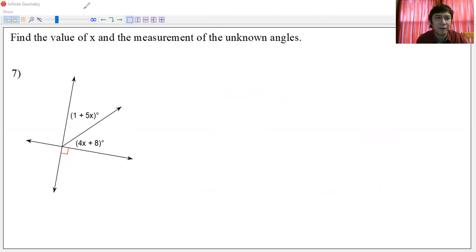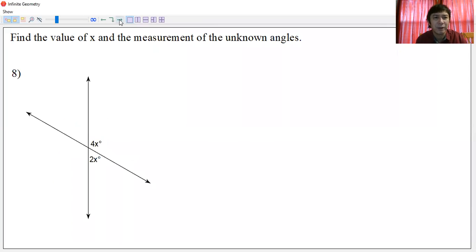All right, here's number 8. Find the value of x and the measurement of the unknown angles. Let's analyze the figure. We have here a straight line and another straight line over there. Although these are two intersecting lines, the angle pair is not vertical angles. We have here a linear pair. This plus this is 180, so they are supplementary angle pair.